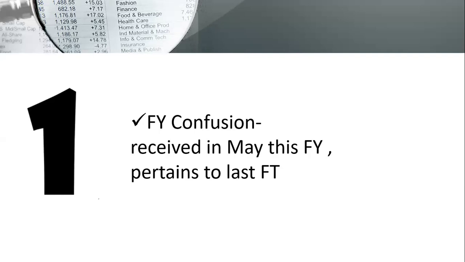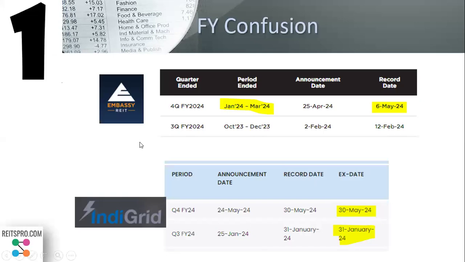The distribution is received in May this year, for example, but it pertains to the last quarter. Let me just show you how it happens. In case of Embassy REIT, you'd say that the period is January 24 to March 24, and the record date is 6th May. So you'd receive the dividend somewhere in May 24. In case of IndiGrid also, it's 30th May, but the period is for January to March 24.